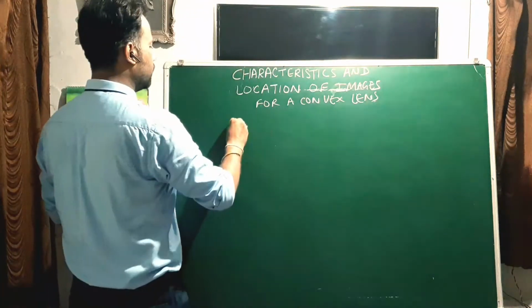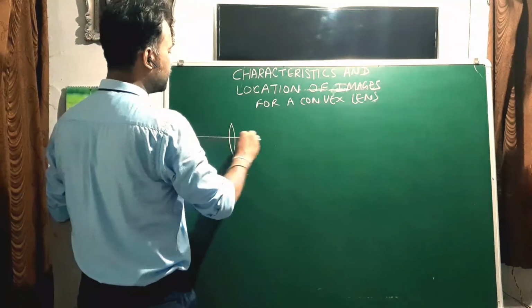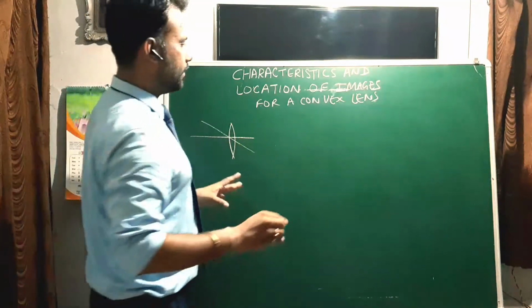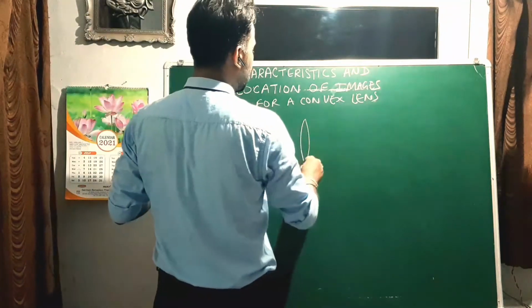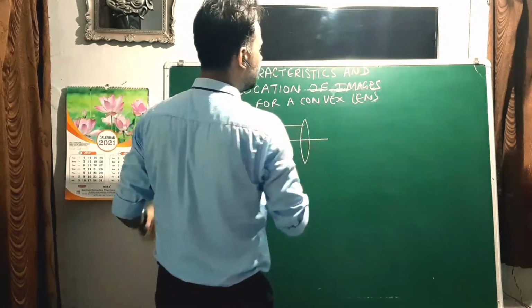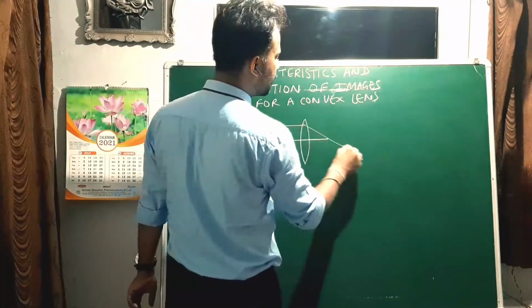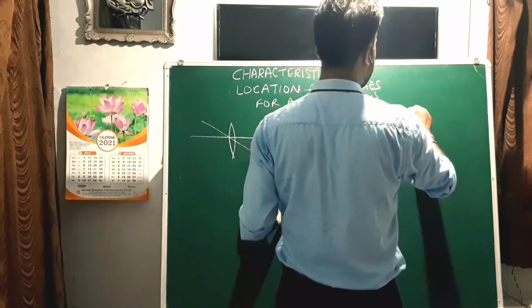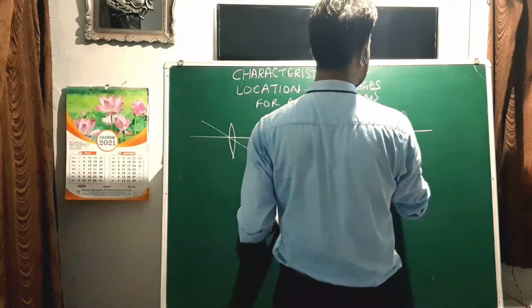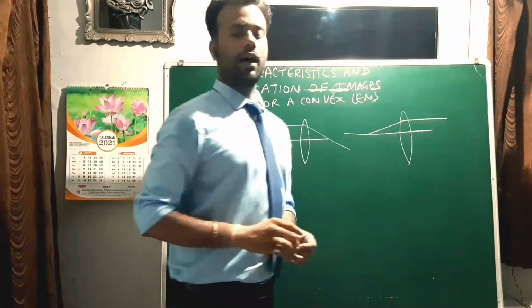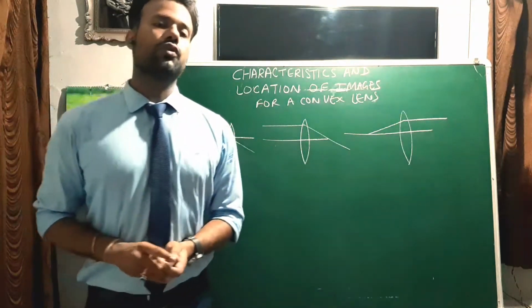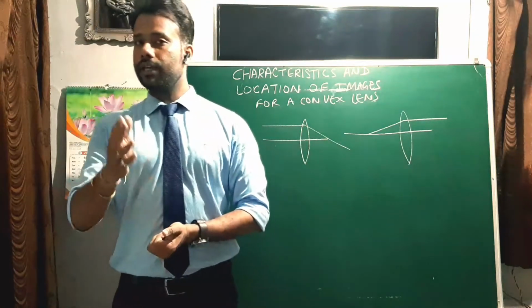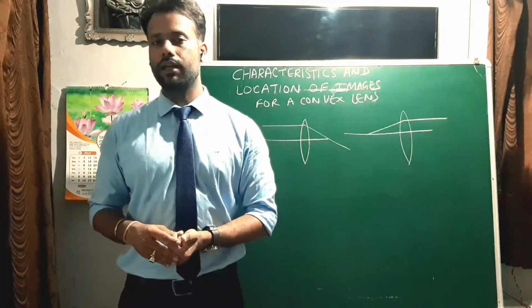The first rule is when a ray passes through the optical center, it does not deviate. The second rule was when the ray is coming parallel, then after refraction it will pass through the focus. And the third rule was when the ray is coming from the focus, it will become parallel after refraction. So we will use these three rules to find out the image formation by convex and concave lenses.